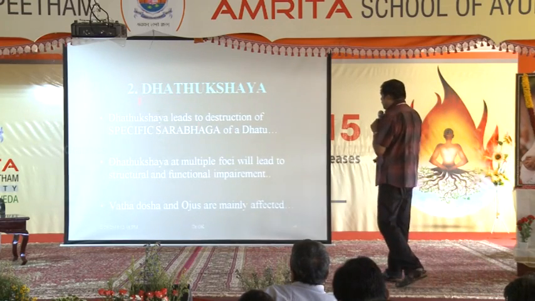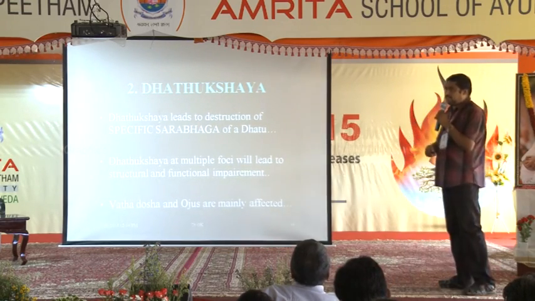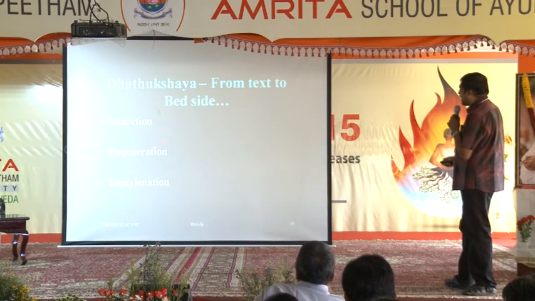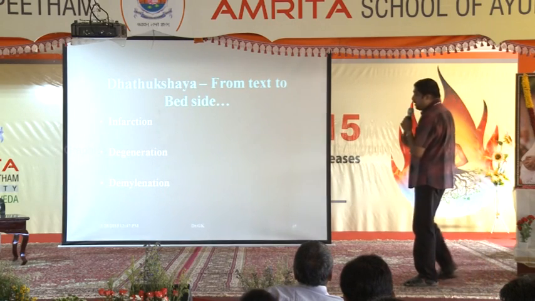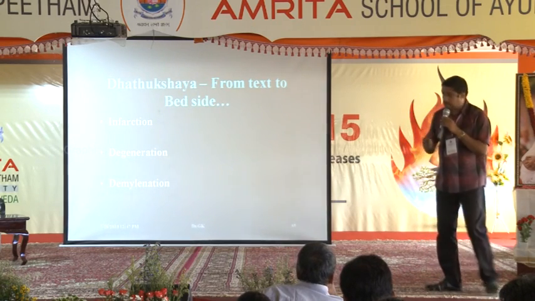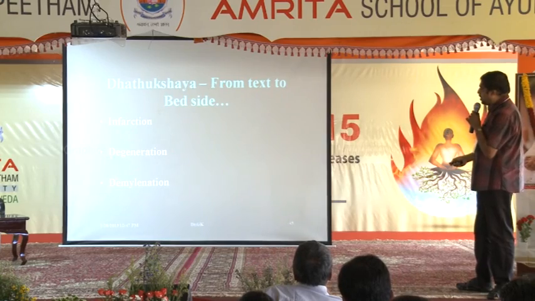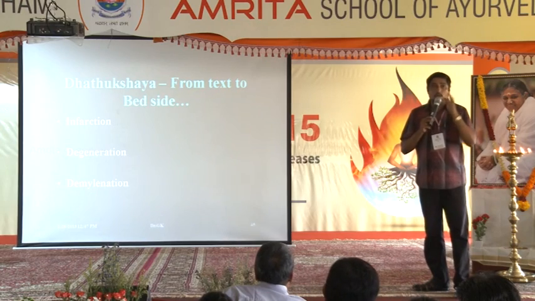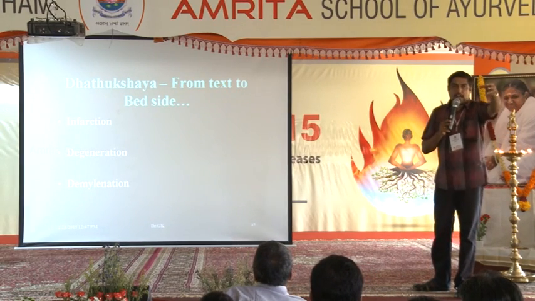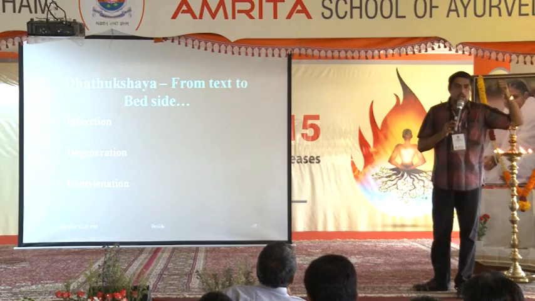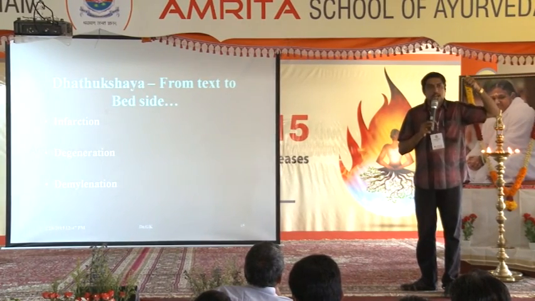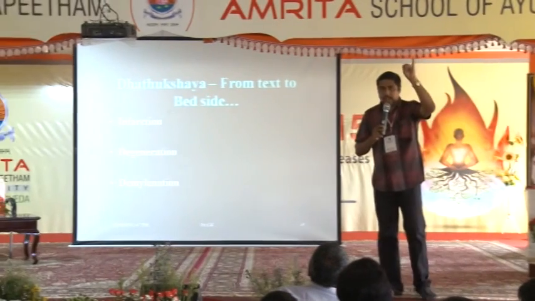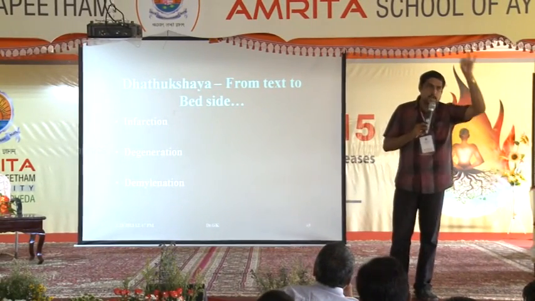Now another area, Dhatukshaya, already discussed, our own topic, that is degeneration. Next. Dhatukshaya from text to bedside: infarction, degeneration, demyelination. My dear doctors, see the words infarction, degeneration, demyelination. The second D and third D are always Ruksha Ushna Janita pathology. Ruksha will take water, Shoshana; Ushna will dry the material, Kshaya. The combination of Ruksha plus Ushna will always lead to dehydration, degeneration, demyelination.